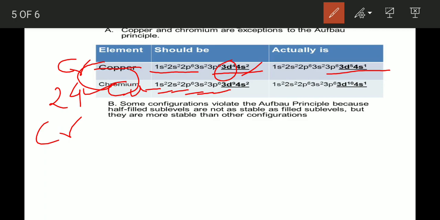Now look here, this is copper, Cu. Its atomic number is 29 and its expected electronic configuration is 3d9 and 4s2, but the actual electronic configuration is 3d10 and 4s1. Again, when 9 electrons occupy the 3d orbitals, it is partially filled. When one electron of 4s enters the 3d, it becomes 3d10 and 4s1. This is a fully filled orbital, which is more stable.